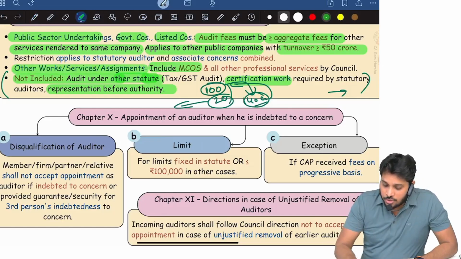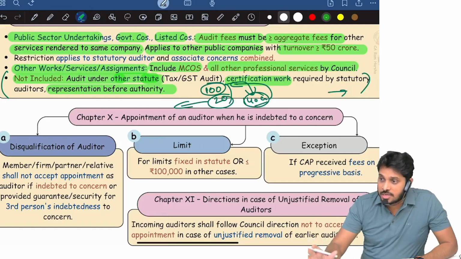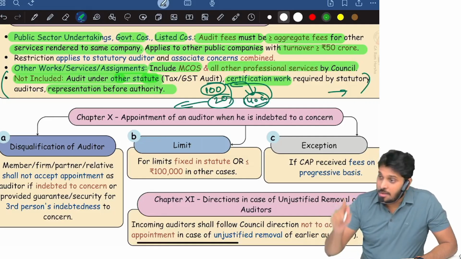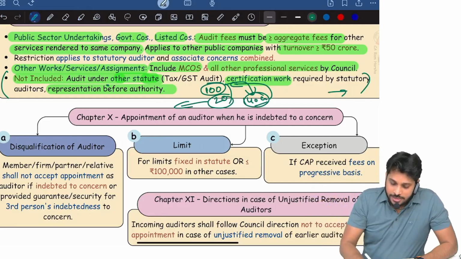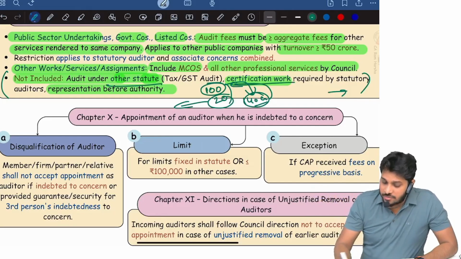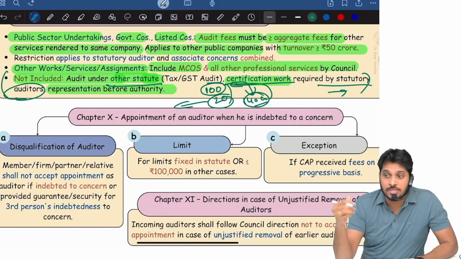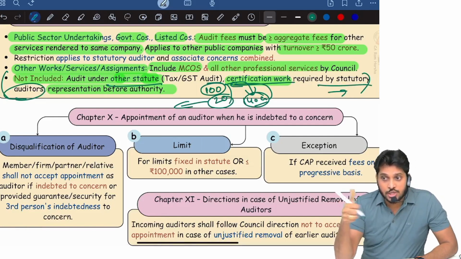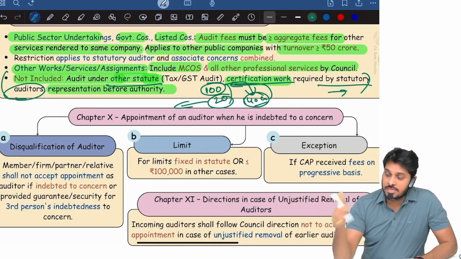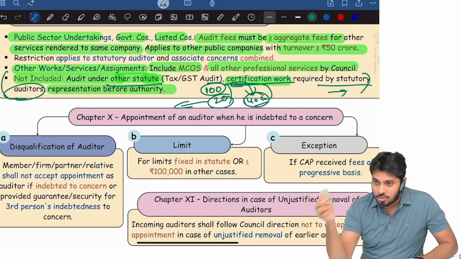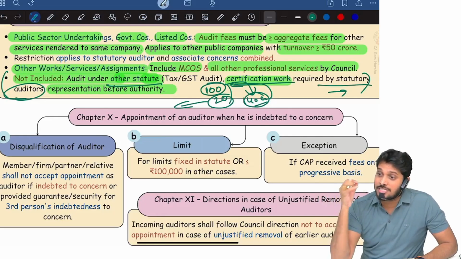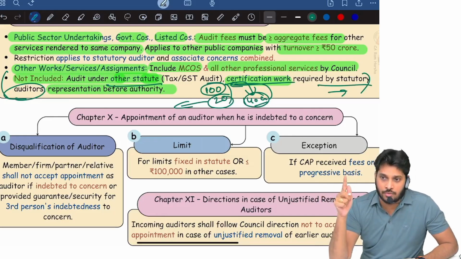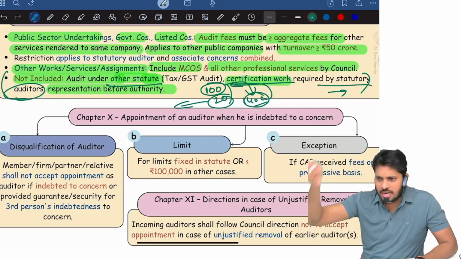Next, other works and services means what? It includes all MCOS and all professional services which SCA generally provides, but MCOS does not include. Other services won't include audit under statutes, or certification works required by statutory auditors. Especially certification works required by stat auditors means bank audits. Stat auditor has to give so many certificates. Insurance companies, stat auditor has to give so many certificates. So in all these cases, along with the audit report, various other statutory certifications you will do, that will not be counted. Normal certification works will be there, that will be counted.